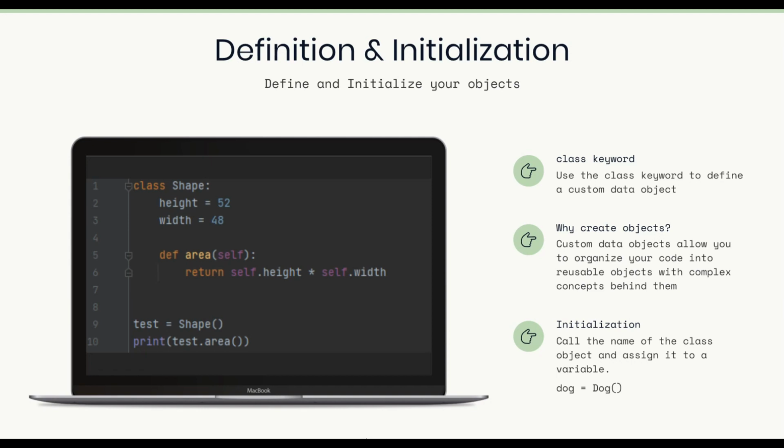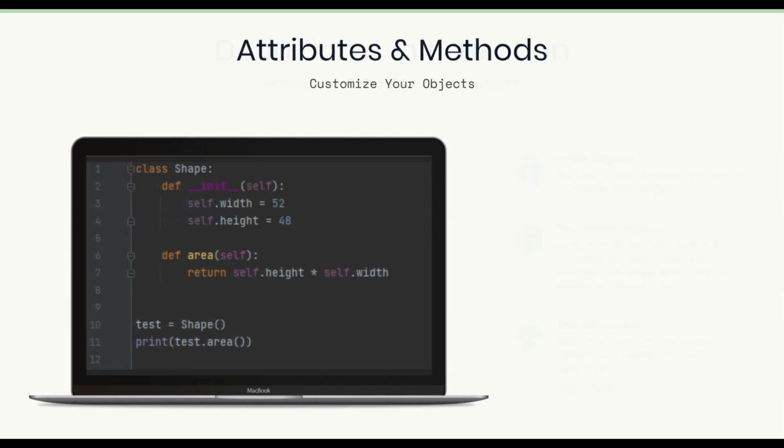Initialization. Call the name of the class object and assign it to a variable. So you can see on line 9, we have test equals shape with the rounded brackets. That's important. Don't forget the rounded brackets. And then the line 10 is just printing the area of that shape instance via the test variable. Remember, the variable points to the data object. The variable is not the data object. All right, let's keep moving.